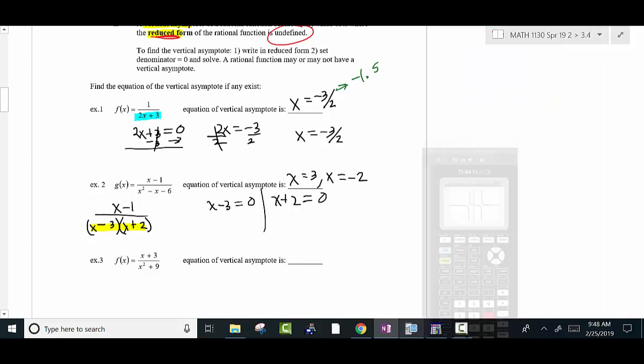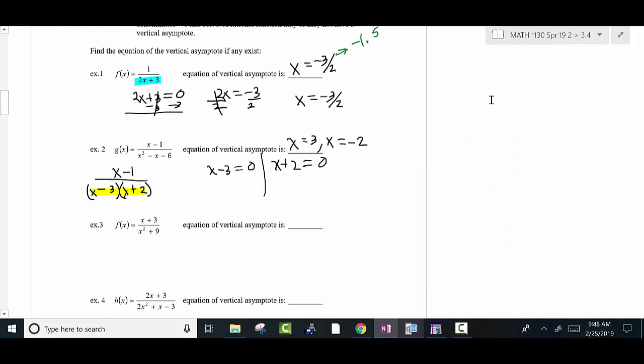Okay? All right, let's finish up, I think, with this example 3. This thing right here does not factor, so there's nothing you can reduce on this. What you do, I think we did a problem like this before, is set the denominator equal to 0. If you do that, you would get x squared equals negative 9. If you do that, you would get x equals plus or minus 3i. Now, what would that tell you about a vertical asymptote? What do you think?